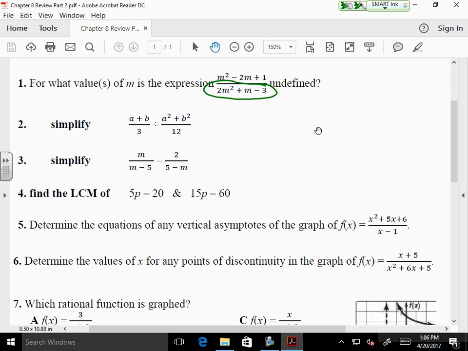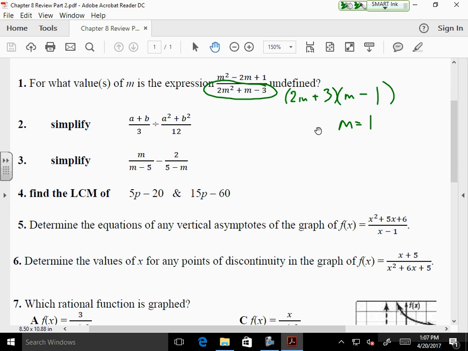Pay attention. When you factor the denominator in this case, it factors down to 2m plus 3 and m minus 1. If that's what the denominator factors into, then if m is 1, you divide by 0 and it goes undefined. So m equals 1 would make it undefined because of this.